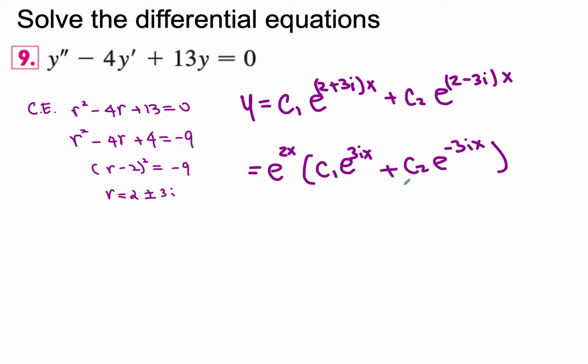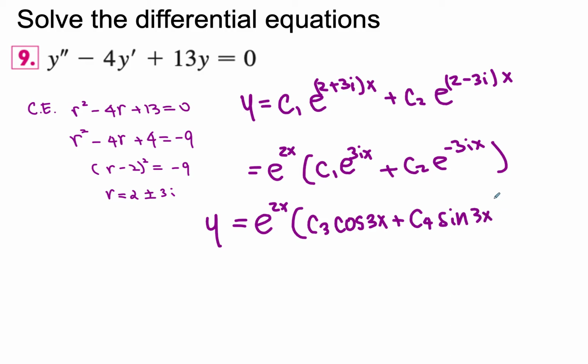Now, as we talked about in the previous question, this can be written as sine and cosine. So in other words, what we end up getting is y equals e to the 2x times (c sub 3 cosine of 3x plus c sub 4 sine 3x). That's what we end up getting. Alrighty, let's move on to the next question.